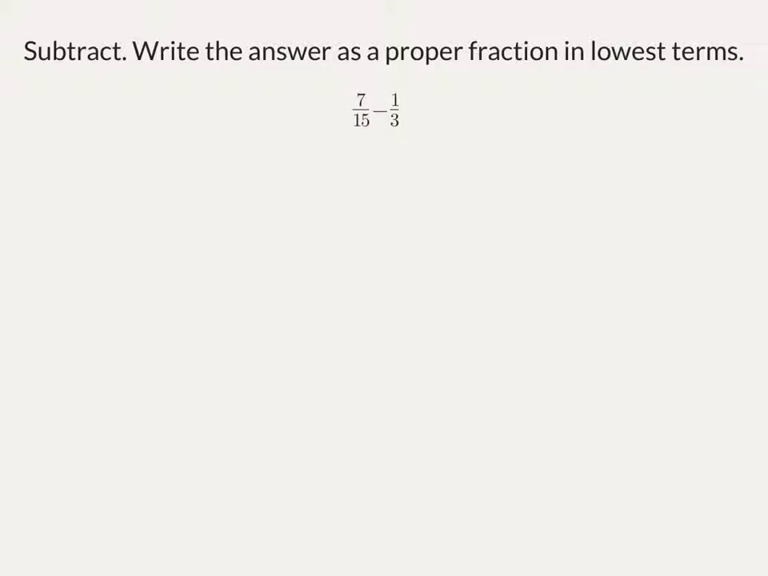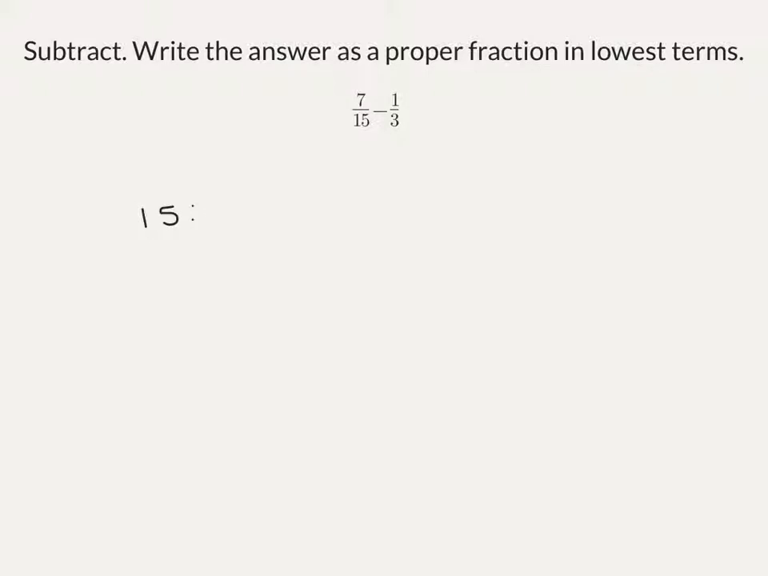Subtract. Write the answer as a proper fraction in lowest terms. 7/15 minus 1/3. Here we are subtracting two fractions with different denominators. In order to subtract the fractions, we have to have the same denominator. So I'm going to find the LCD.